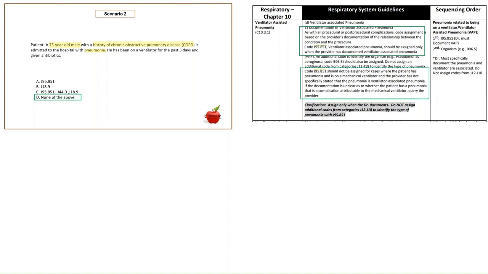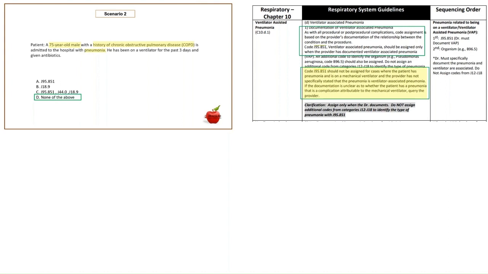And it goes on to say the code J95.851 should not be assigned for cases where the patient has pneumonia and is on a mechanical ventilator, and the provider has not specifically stated that the pneumonia is ventilator associated pneumonia. If the documentation is unclear as to whether the patient has pneumonia that is a complication attributable to the mechanical ventilator, always query the provider. So that's what they say.